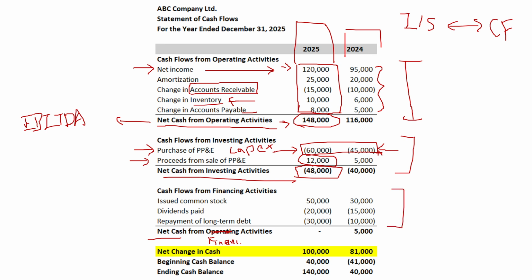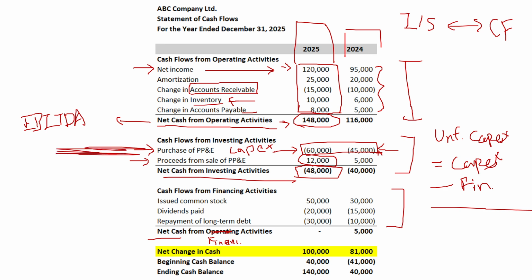And then finally, the financing activities. Remember how unfinanced capex is equal to capex minus financing, right? This is the simplified version, of course, of that formula. So capex here, right here, purchase of PP&E, that's capex. So that's 60,000. I know they write it as negative 60,000, but that means cash went out to buy this equipment, but it's actually 60,000 here.